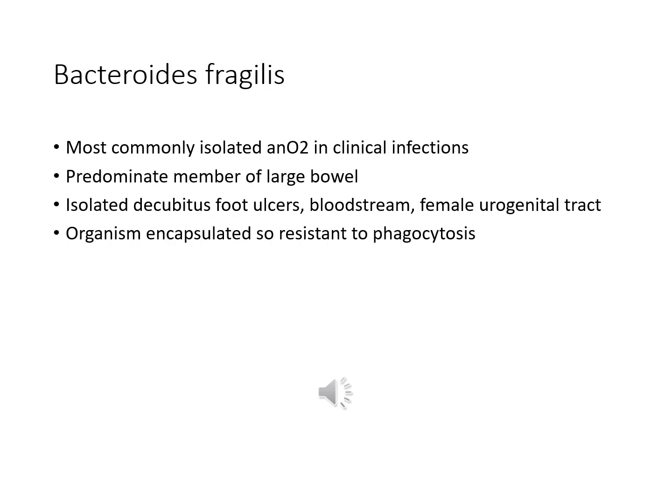All right, so we're going to dive a little bit more into each organism individually. So first we have Bacteroides fragilis. It is the most commonly isolated anaerobe in a clinical infection. It is a predominant member of the large bowel, and it can be isolated from decubitus foot ulcers, bloodstream, and female genital tract. And the organism is encapsulated, so therefore it's often resistant to phagocytosis.